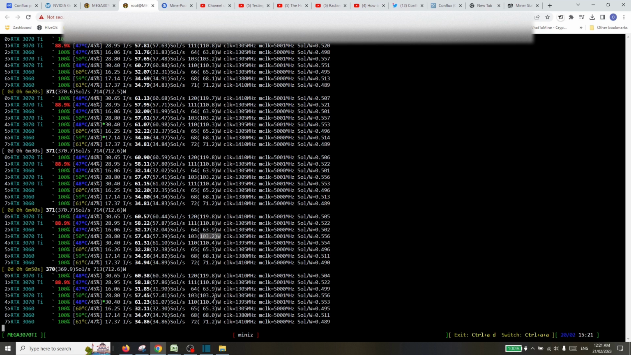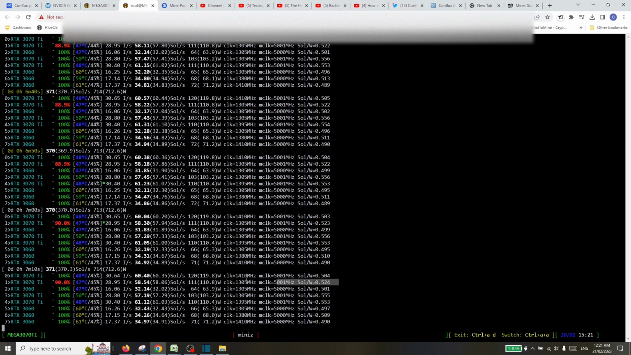It was running at 103, so it's running a little bit less Sol per second, but it did actually find me my most efficient Sol per watt. So that's just really interesting to see. I did try another card and it had one rejected share very early on, but again, that is running a little bit higher here, you'll see, than the one that I've set originally at 1410.